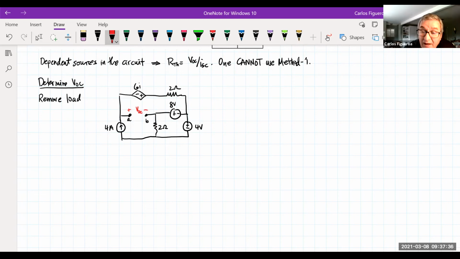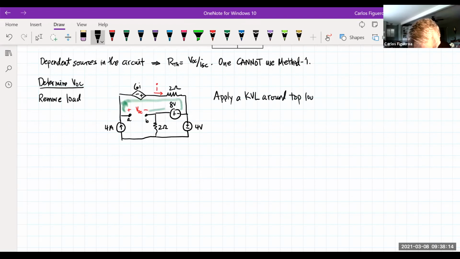See how this guy has the controlling element I right here. This is the controlling element I. But note, I have a constant source and I have this. So what I can do here is come in and do a KVL loop right here. So if I apply a KVL loop around the top loop, we get, check this out.